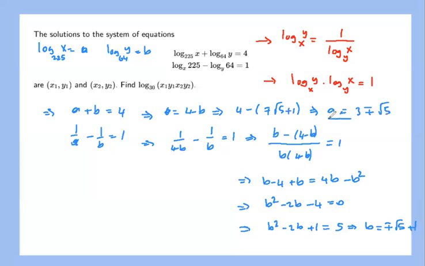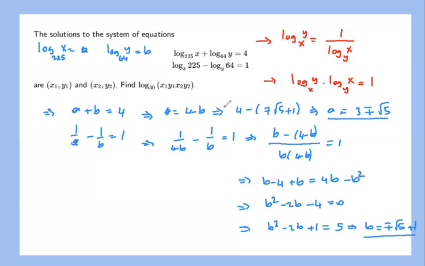Okay, so we have two solutions for A. We have two solutions for B, which is expected because we are told those are the coordinates x1, y1, and x2, y2. So those are basically our A and B's. And now we want to multiply those values, but this is a logarithm with base 30, right? So we should handle those first.